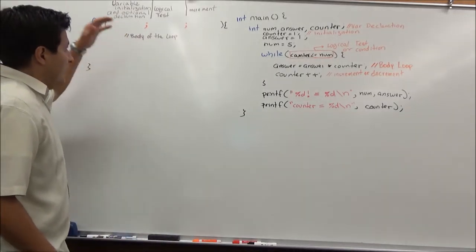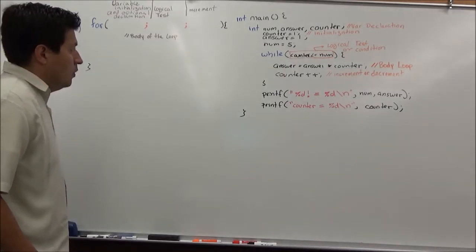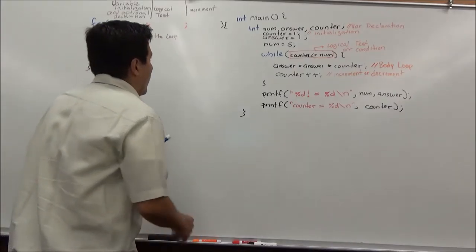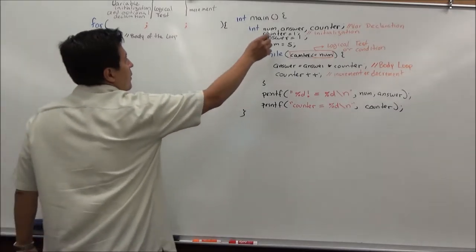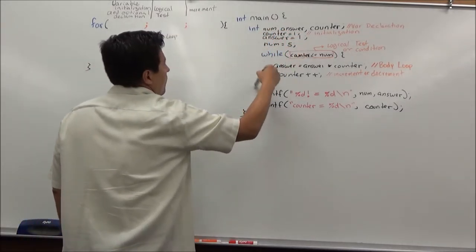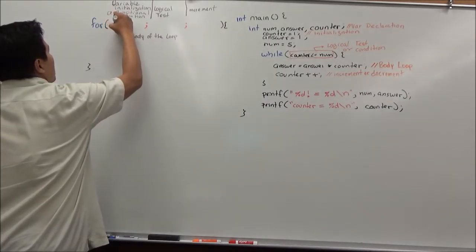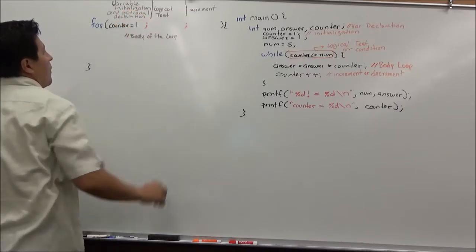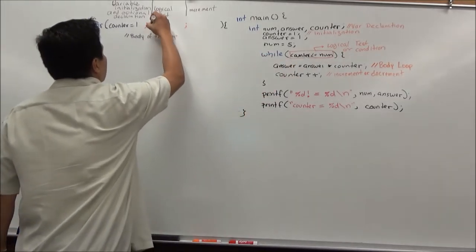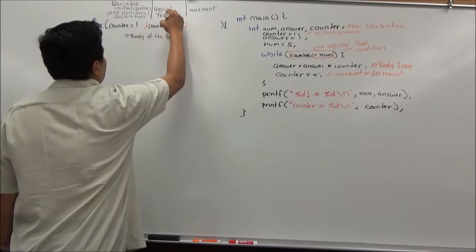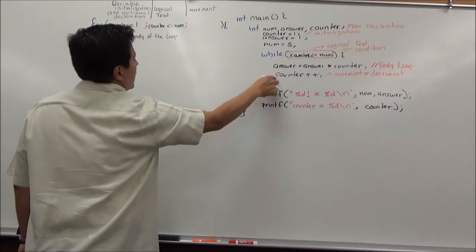So this is pretty much equivalent. So let's say counter equals, so I will take out this one and I'll replace this whole thing. So my variable initialization is that one. So here's counter equal 1. Then is my logical test. This is my logical test. So my increment goes here, which is this line.